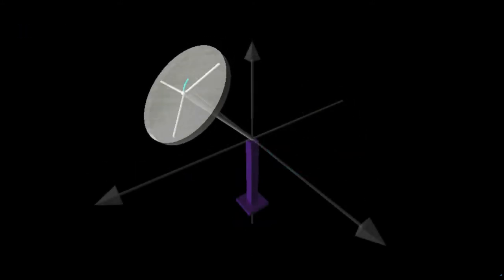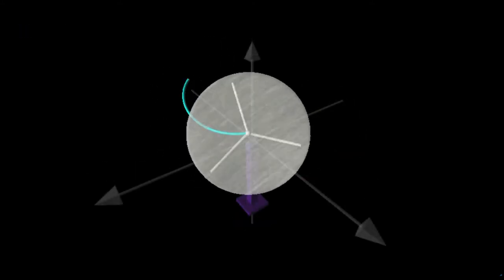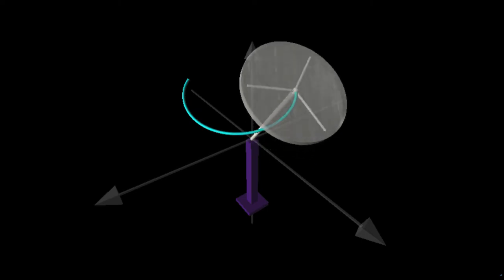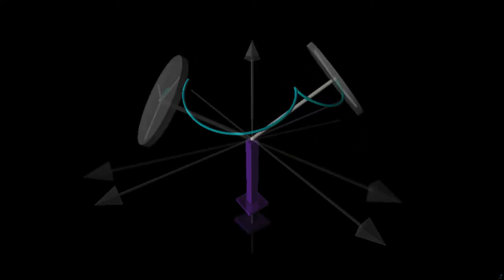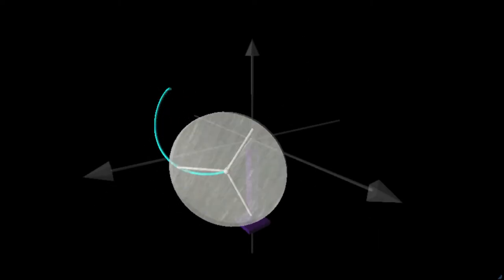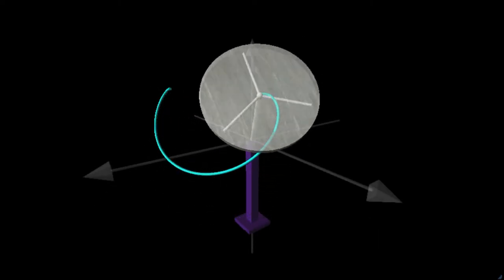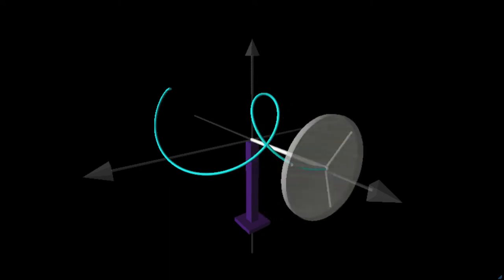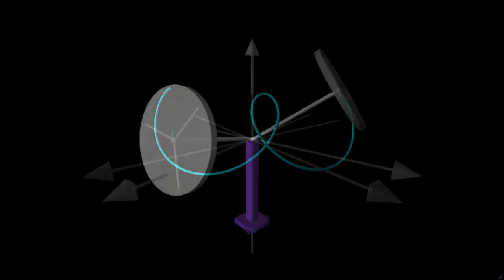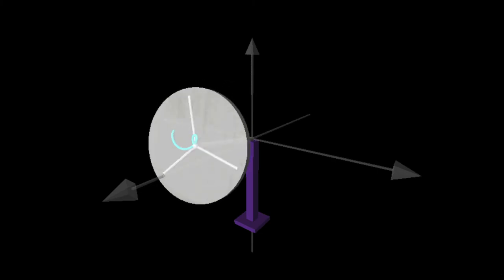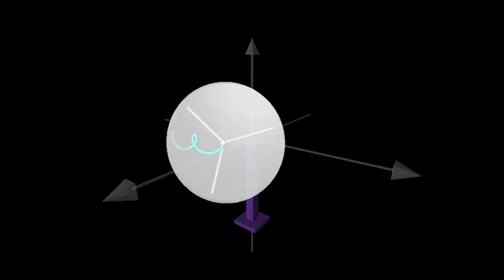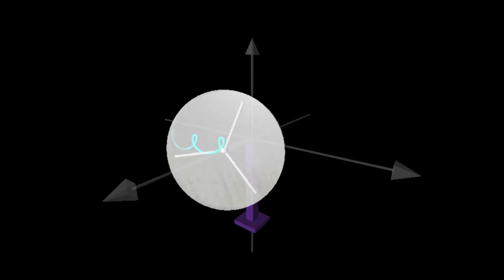Here's another example of nutation at an angle high above the xy plane. We can also make the center of the disk execute loops. They can be large loops or small tight loops. What all of these motions have in common is an apparent disregard for gravity.